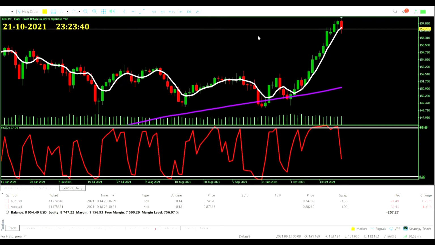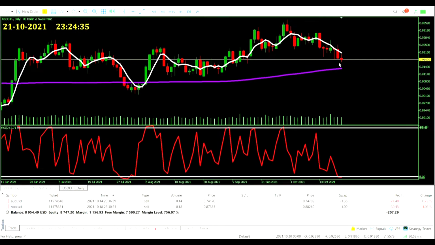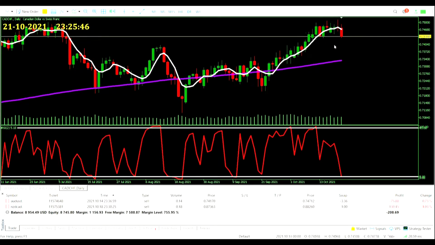There's a sell-off of the pound against the yen. If yesterday you jumped into a buy trade on the US dollar Swiss franc, not so good for you at the moment. We've seen another red day here. Plenty of time though. Another day of red on the Canadian dollar Swiss franc, and that'll be a buy signal. The RSI is at 5.18, starting to get deeply oversold. Price is above the average. Let's see if that signal comes.